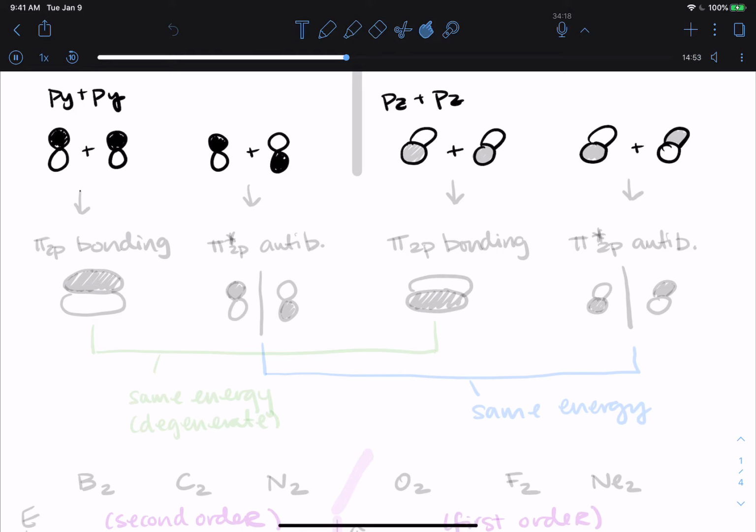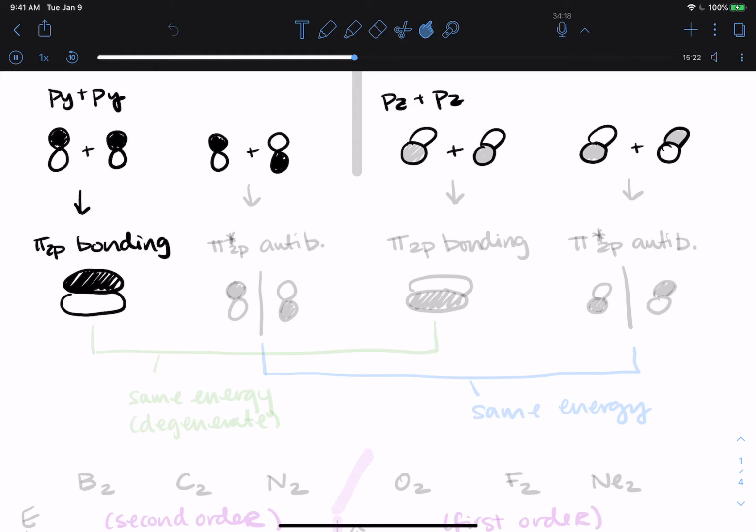So the one on the left, this gives me a pi 2p bonding MO. And what I end up with is this kind of blob on the top that's from those two shaded lobes adding together. And then I've got this like blob on the bottom that's from the two unshaded lobes adding together.